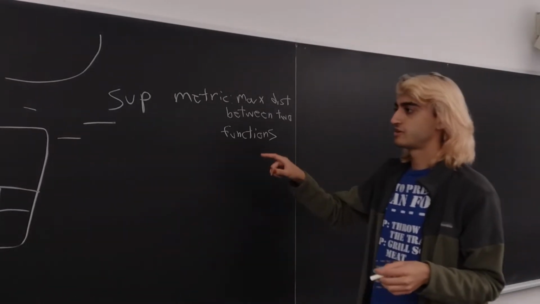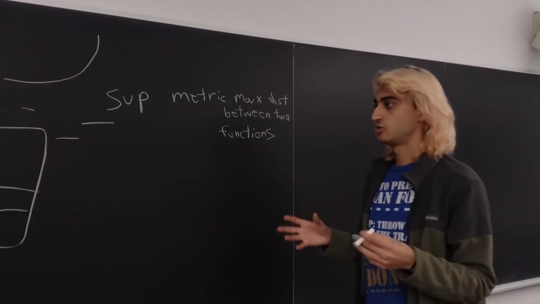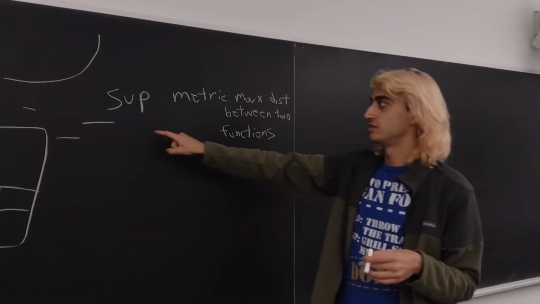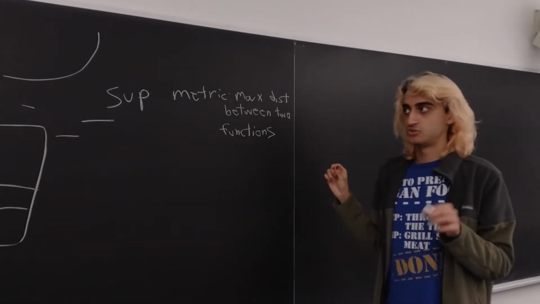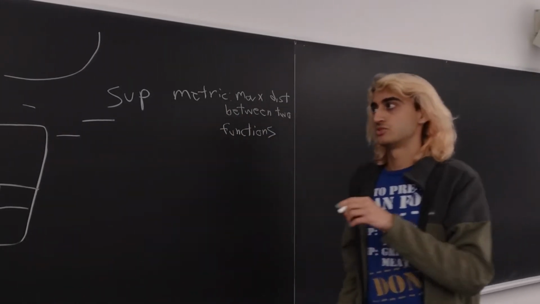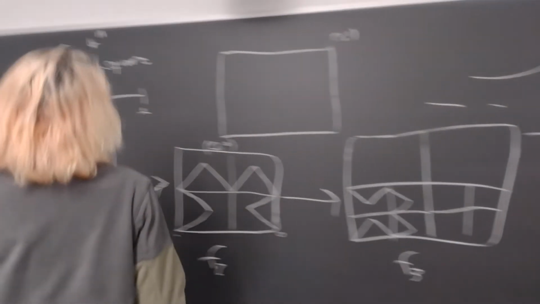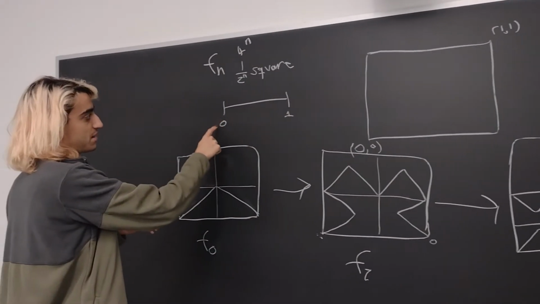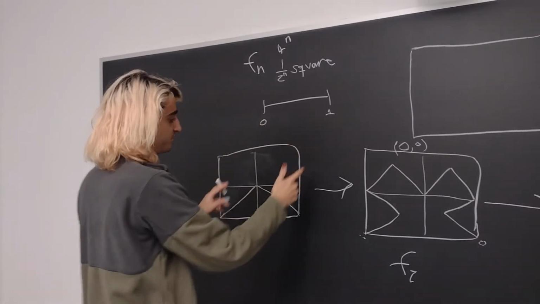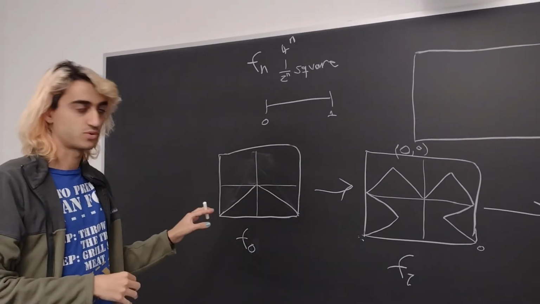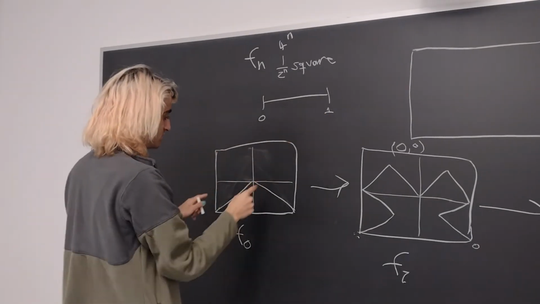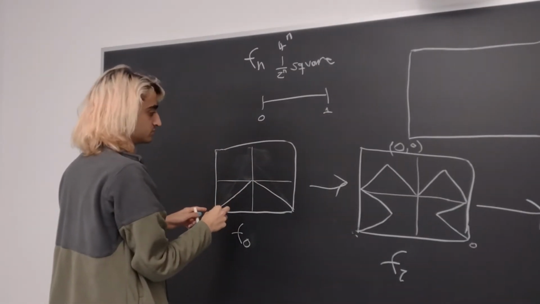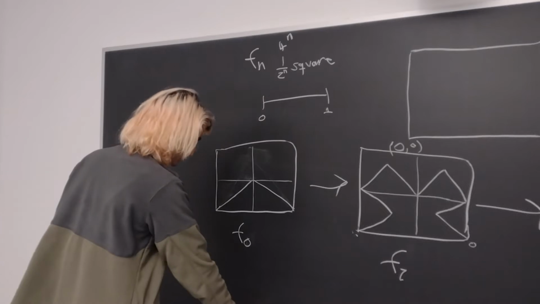So we're going to define a distance between 2 functions. If you take 2 functions, we're going to define the supremum metric as the maximum distance between those 2 functions at any point. So recall, with our functions over here, these are functions that basically map the unit interval into a subset of the unit square, right? So the first function, f0, is going to map this unit interval to, wait, no, this should be f1.